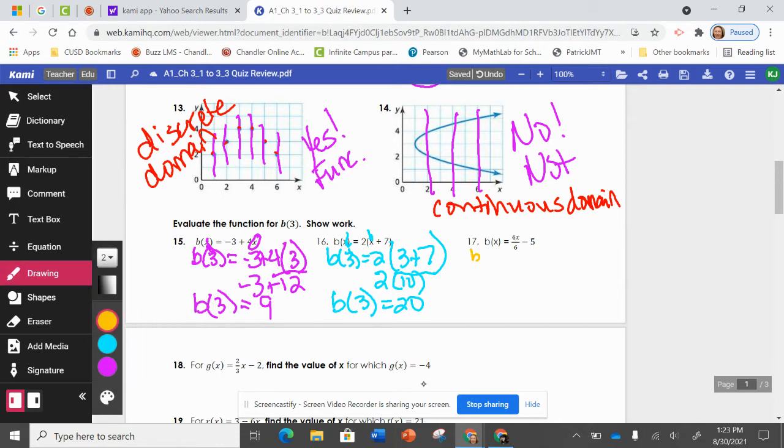For number 17, we're still replacing 3 in. So 4 times 3 over 6 minus 5. Remember, we have to do whatever's up here first before we can do the division. So 4 times 3 is 12. 12 divided by 6 is 2. And then 2 minus 5 is negative 3. So b of 3 is equal to negative 3. We replaced x with 3. We got an answer of negative 3.